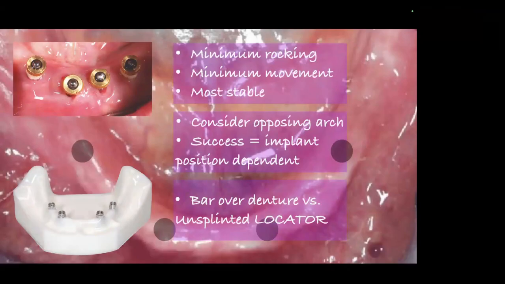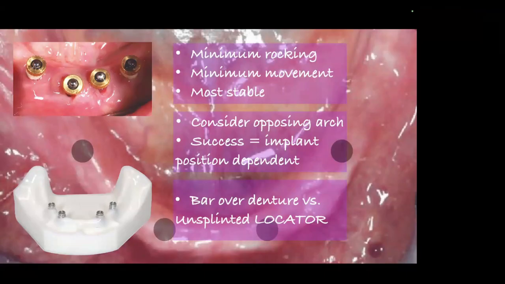Okay, so let's look at 4. So in this particular case, you can see on the top picture, these are ball attachments, not locators. But again, just showing you this so you can see that there's different parts that are available out there. So are these 4 ideally placed? Certainly not. But when you have more implants, you're going to take down a lot of that rocky movement, keep it a little bit more stable, I think.